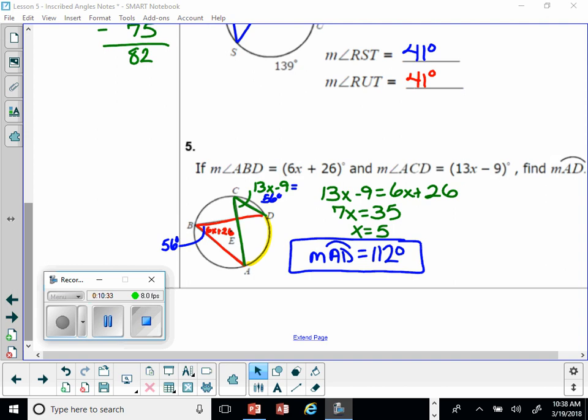Alright, so this starts off as a straightforward overlapping arcs problem. I went over ABD in one color and angle ACD in another, and they both overlapped arc AD. So they both have to have the same measurement. I set them equal to each other, solved for x, and then put x back in order to figure out the angle measures. Now the angle is half the arc. When you have an inscribed angle, it is half the intercepted arc. So I had to double my angle to get my final answer there. Just a little on the sneaky side.